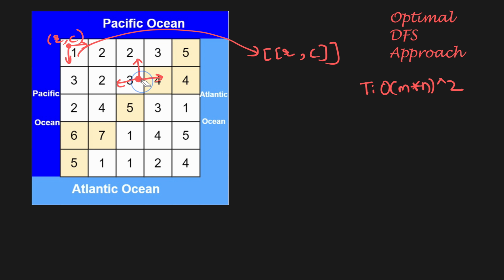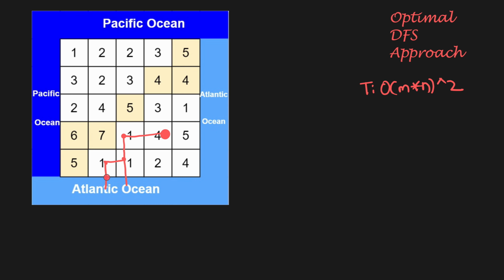The bottleneck here is the repeated work. Many cells will perform similar traversals. For example, when we check cell 33, we might find a path to the Atlantic through cell 32. Later, when checking cell 32, we would repeat the exact same traversal, and this is what we have to avoid. Let's see how.